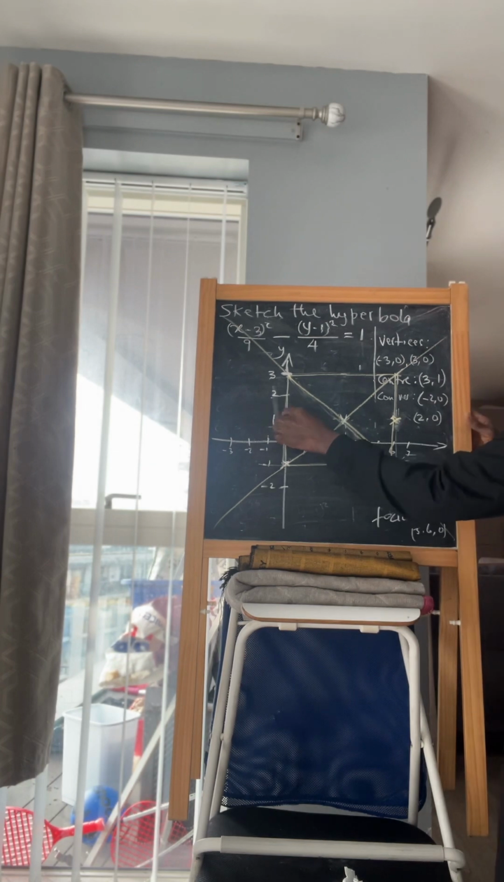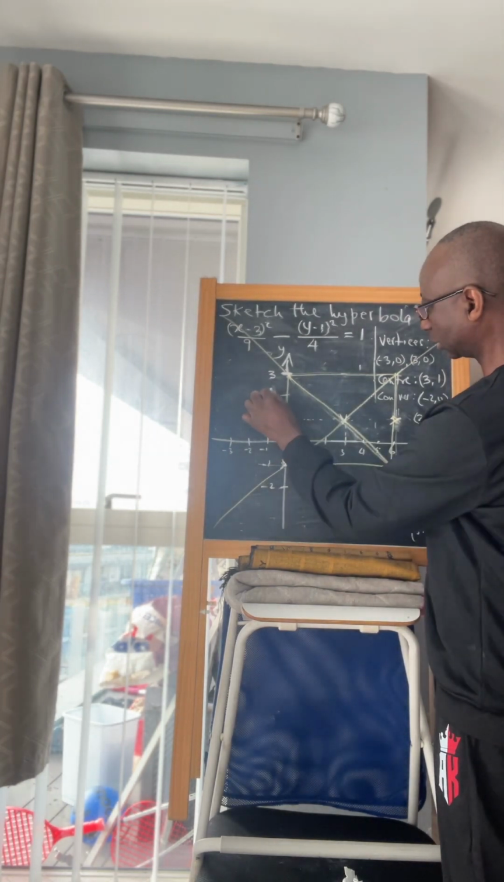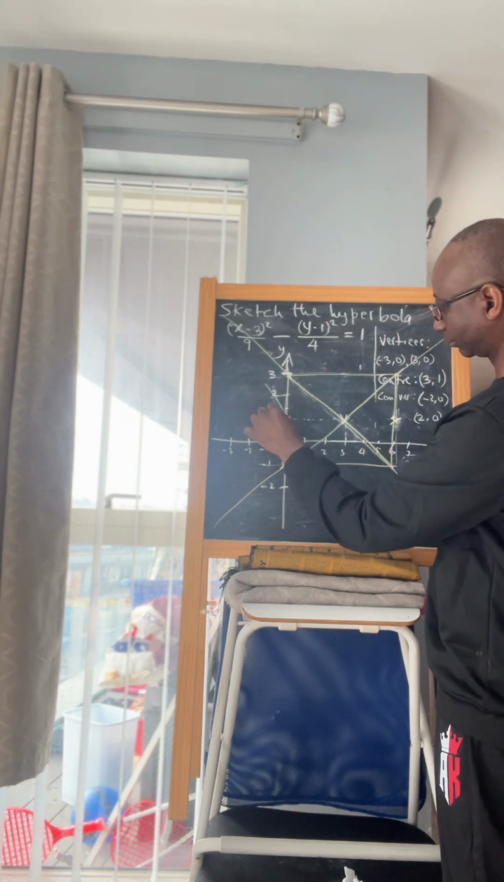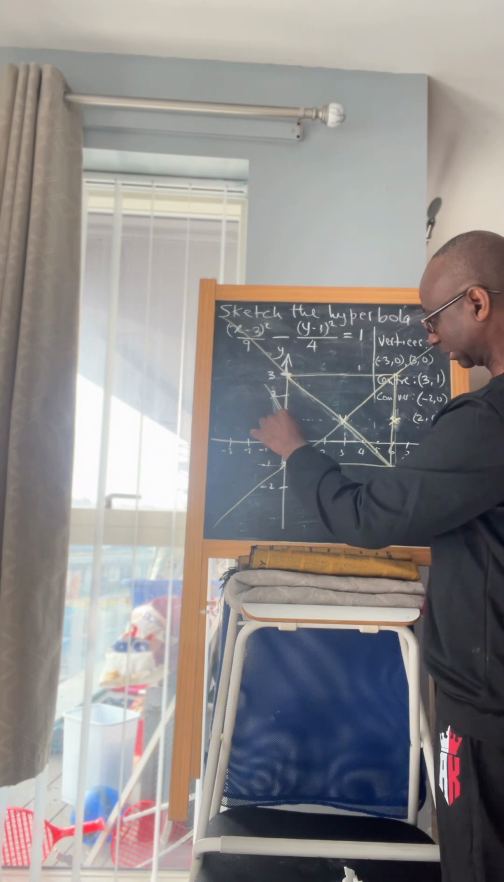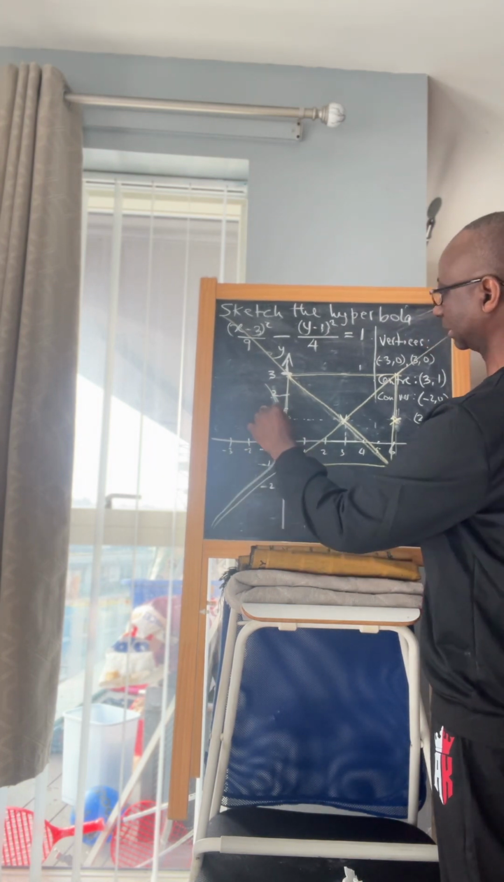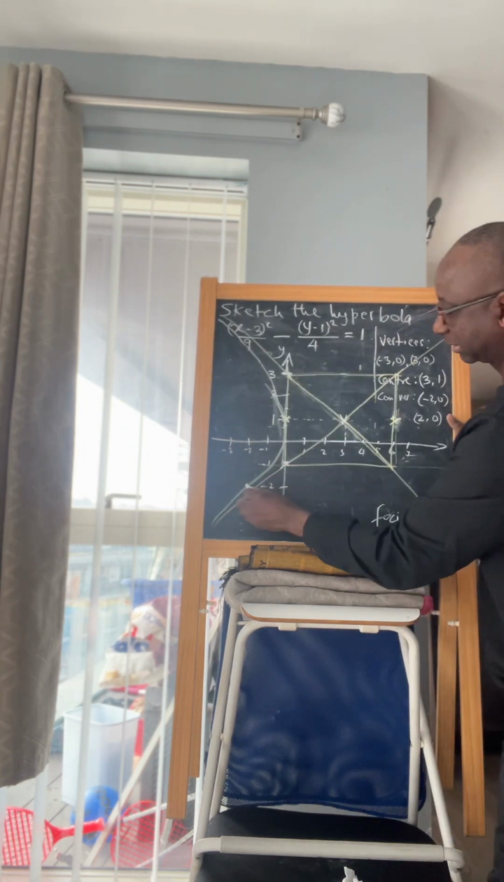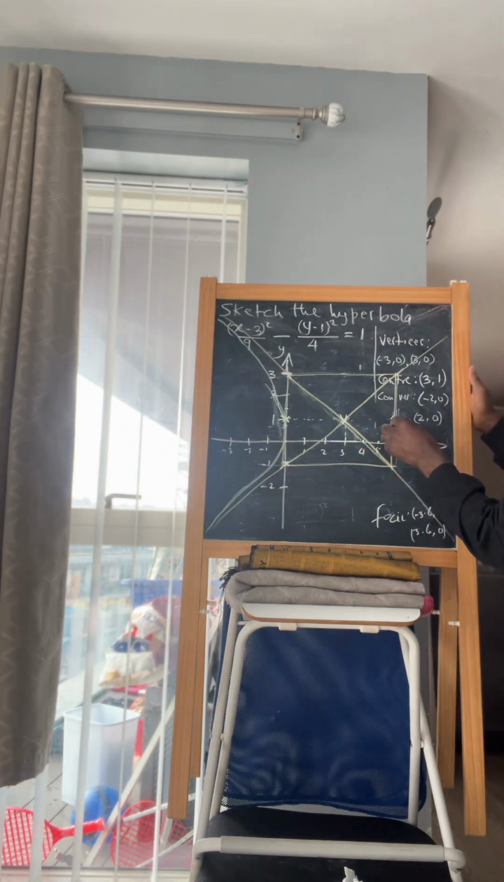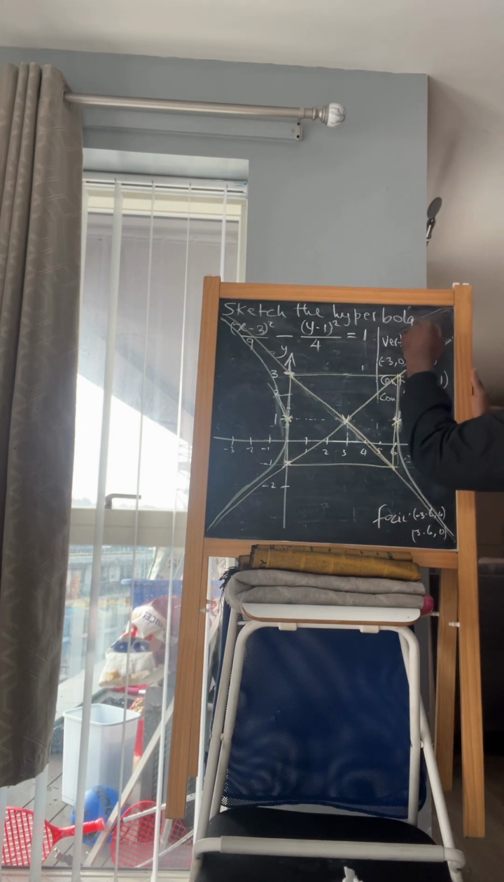Now the center, this is your vertex. So the curve starts here. That is the maximum turning point of the graph. It goes like this, and again it goes like this. They never meet. Again here, it goes like this. Here it goes like this.